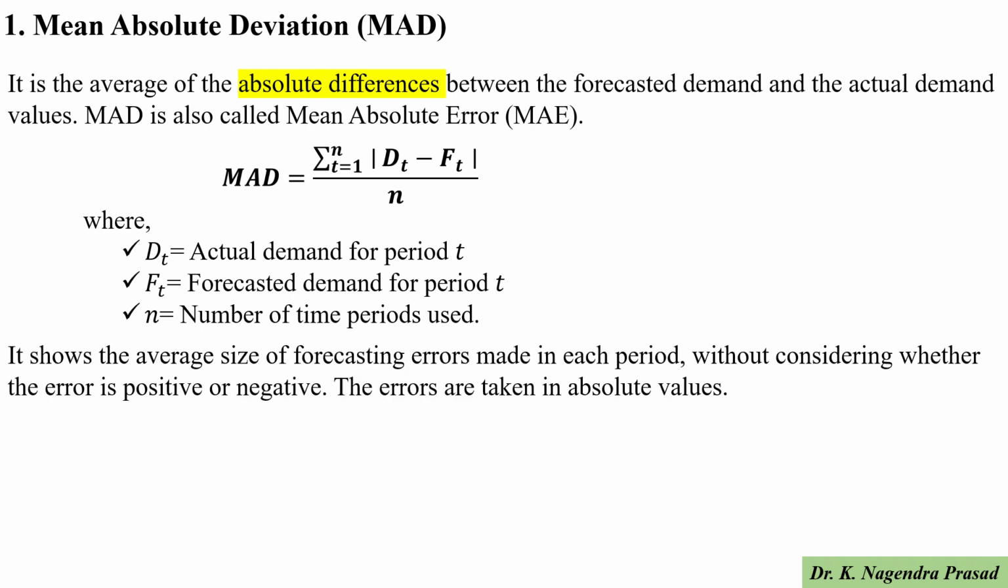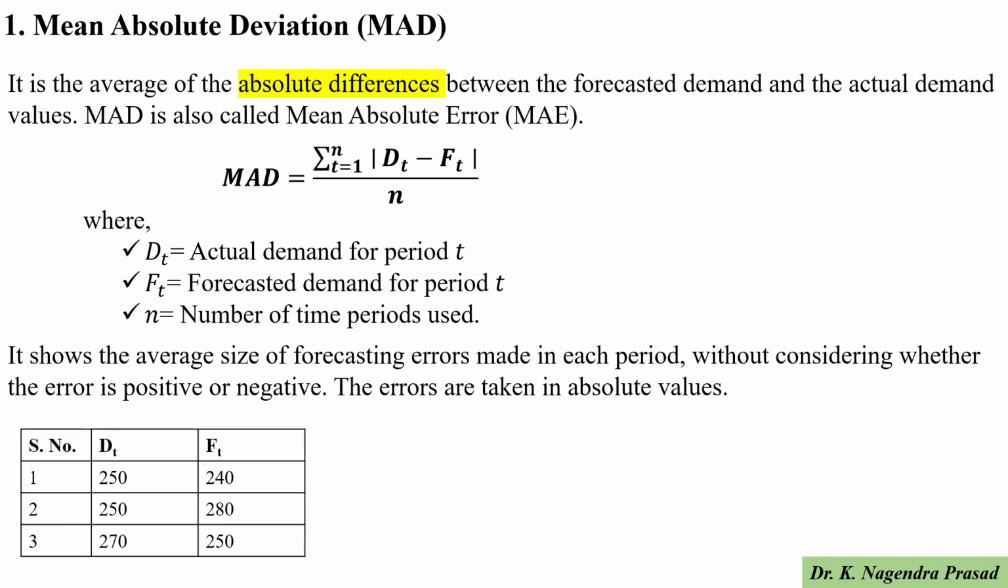So mean absolute deviation shows the size of forecasting errors made in each period without considering whether the error is positive or negative. So the errors are taken in absolute values only. So let's see one small example. There are 3 time periods given along with the actual demand D_t and forecasted demand F_t.